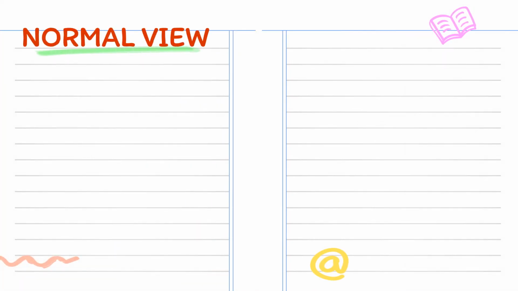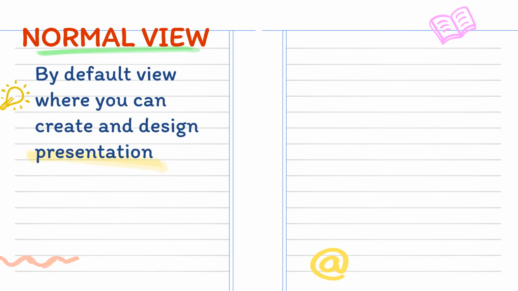First, we will learn about normal view. Normal view is the default view. That means whenever we open PowerPoint, we view the slide in a normal view. This is the main view in which we create and design our presentations.